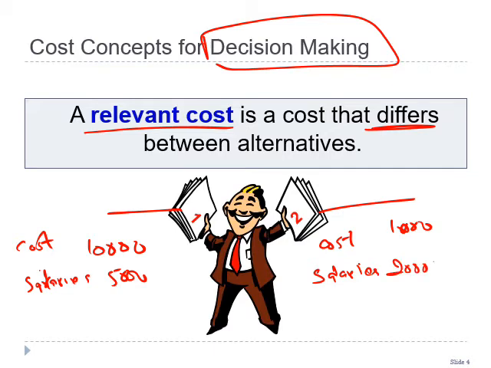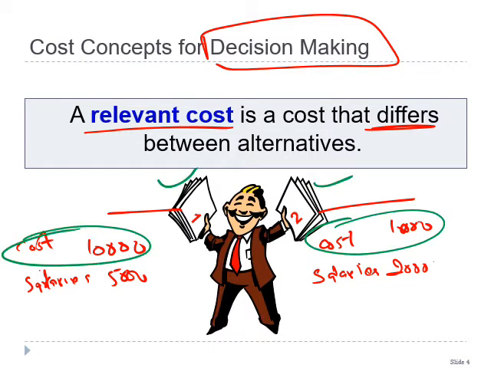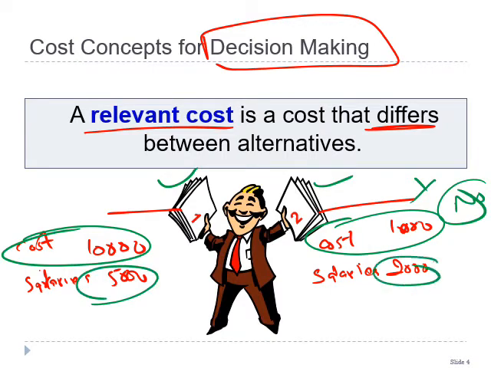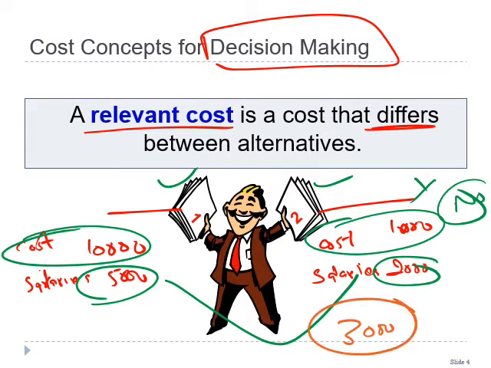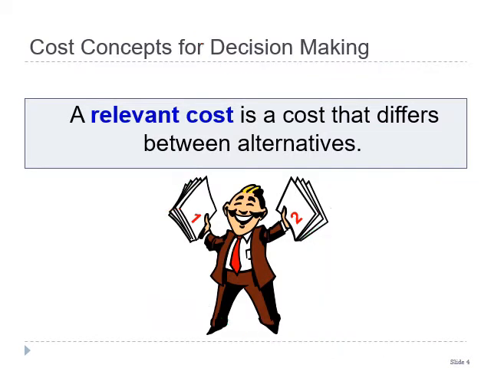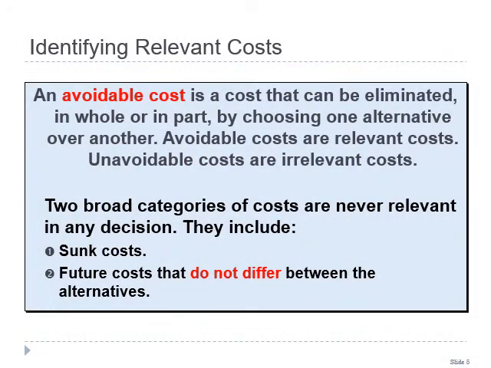So again, I'm going to repeat the definition. A relevant cost, the cost that differs between alternatives. So does this cost differ in these two options? No, that's not relevant. So salaries, it differs. Yes. So the difference is how much? 3,000. 3,000 is our relevant cost. So let's move on to the next slide.